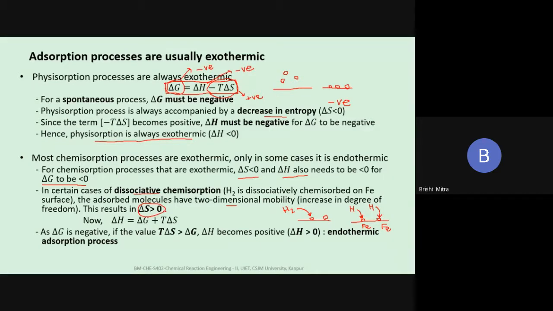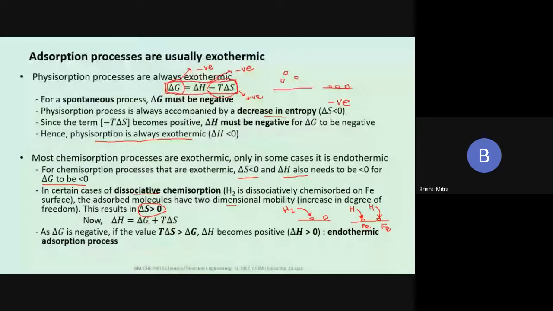And because there's an increase in the degree of freedom, there is actually a net increase in the entropy. That means your delta S is actually greater than 0, because the final entropy is greater than my initial entropy. So we have a positive value. If I rearrange this top expression and write it in terms of delta H, delta H should be equal to delta G plus T delta S. Now for dissociative chemisorption, delta S is positive, and T is also a positive value because it's an absolute temperature scale. So T delta S has an entirely positive value.